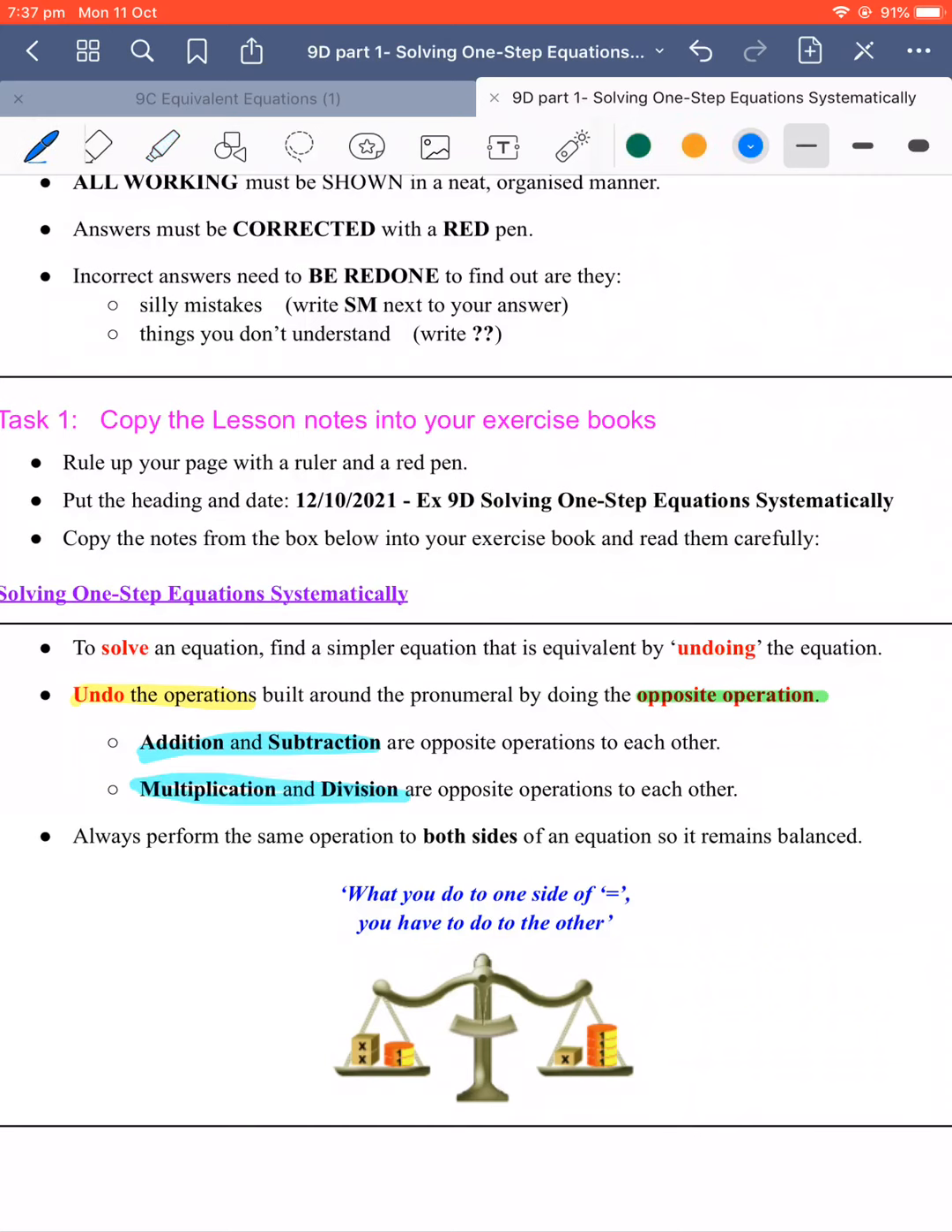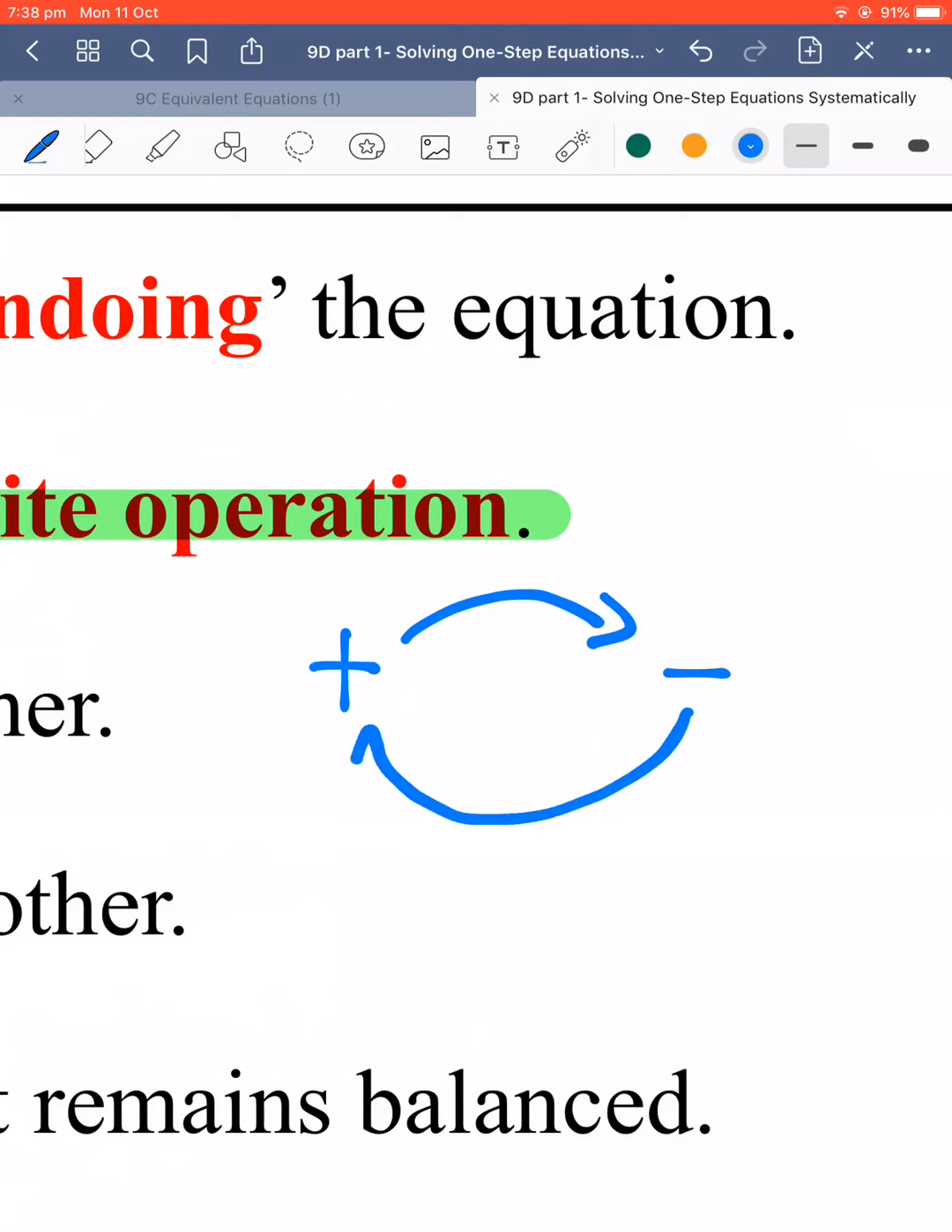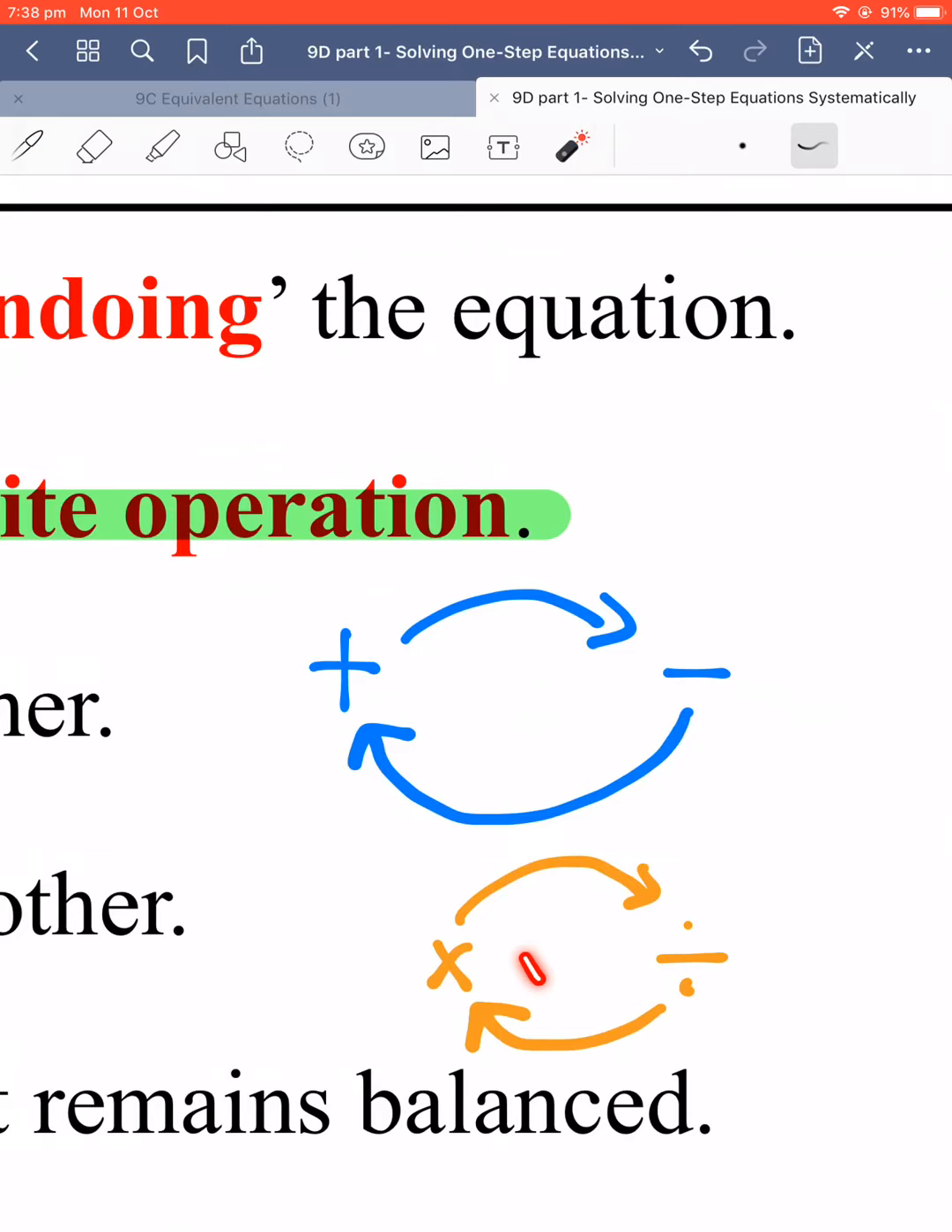So essentially, if you have plus on one side and you want to get rid of it, you minus both sides. Let me just make that a little bit clearer for you. So if I had plus on one side and I wanted to get rid of it, I would minus both sides. If I had a minus and I wanted to get rid of it, I would plus on both sides. If I had a multiply on one side and I wanted to get rid of it, I would use a division. So I would divide. And same as well, if I had division and I wanted to undo that division, I would use multiplication.